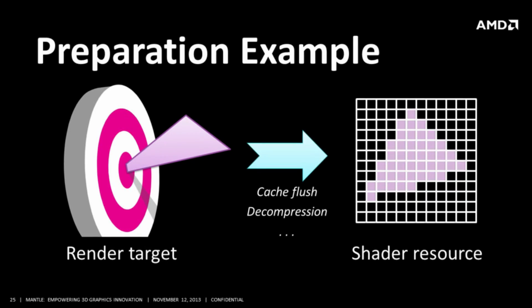So this is a quick example. In this example, we draw a triangle to a very literal render target, and then after that, we want to read that image from a shader. So when this happens in Mantle, you will call to notify us that you're switching from render target to shader resource read. The driver will then be able to insert the commands we need to do, which may be decompression, if the render target is compressed, cache flushes, idles, whatever.